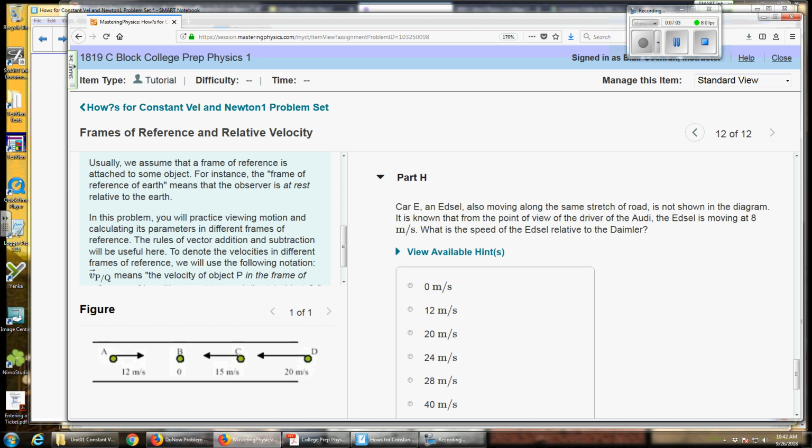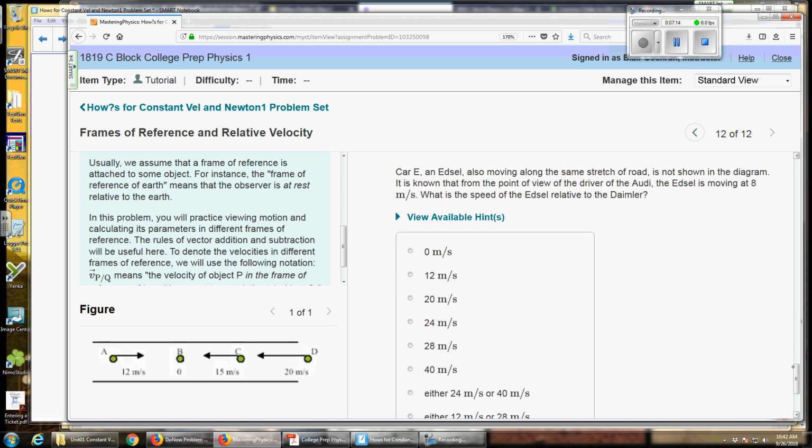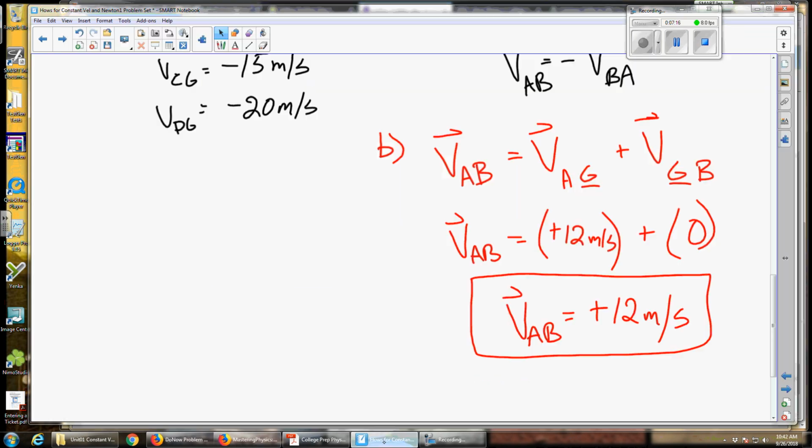So from the point of view of the driver of the Audi, the Edsel is moving at 8 meters per second. But they don't tell us what direction, do they? No. Oh, okay. They're messing with us now. So this will be part H.